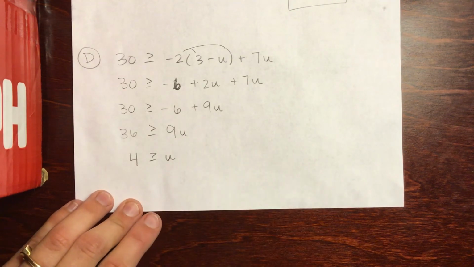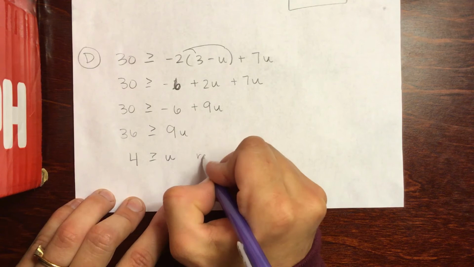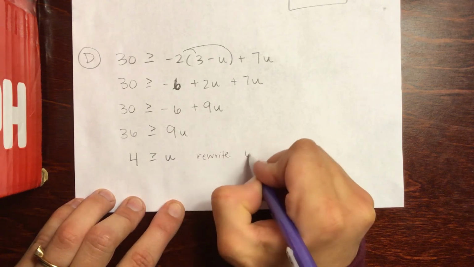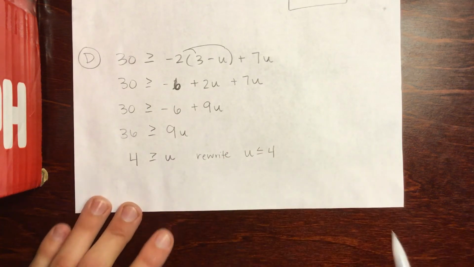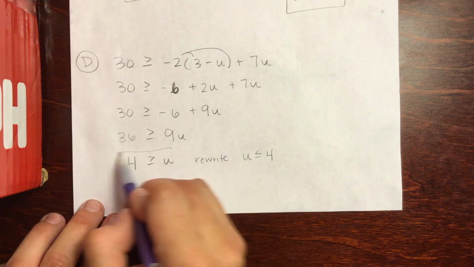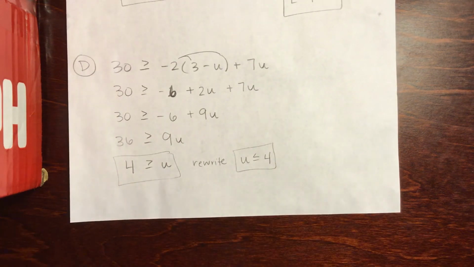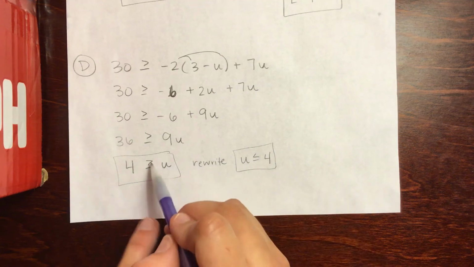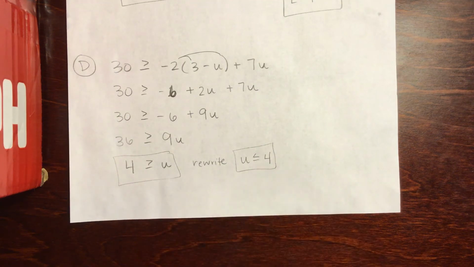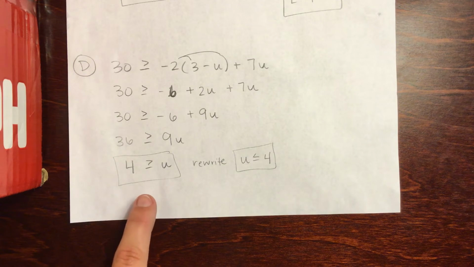I don't like my numbers coming first, so I'm going to rewrite this as u is less than or equal to 4. Mirror image it. This is acceptable as your final answer, but I personally prefer to write it this way. Mirror image it, notice the small part of the v is pointing towards the u both times. 4 greater than or equal to u is the same thing as u less than or equal to 4. So it's the same exact thing.